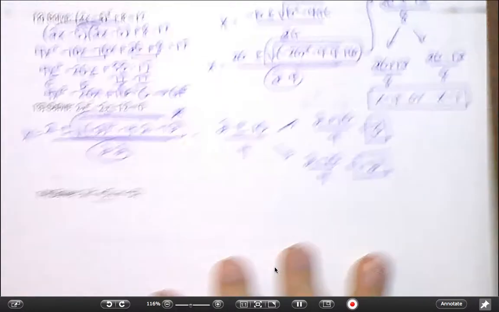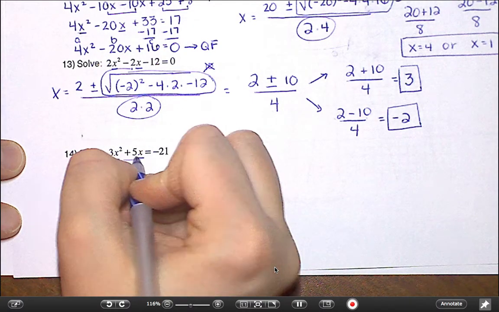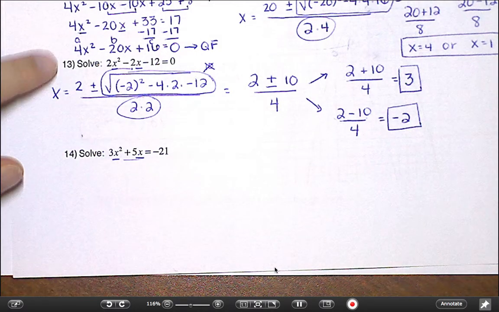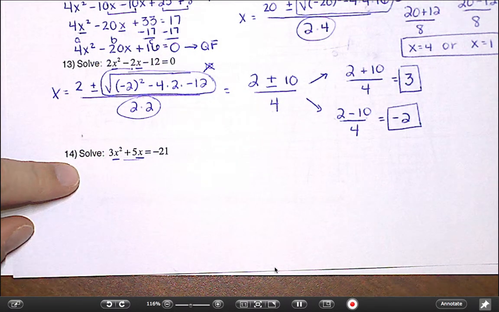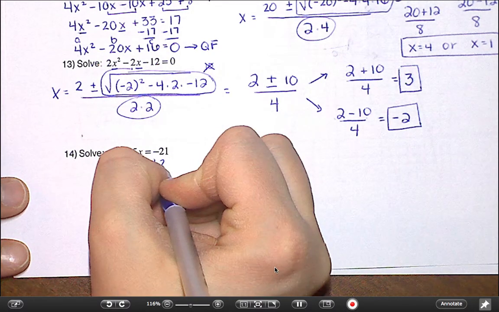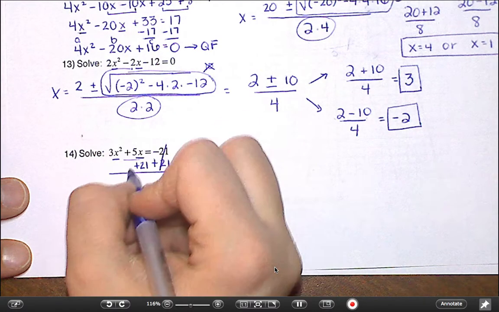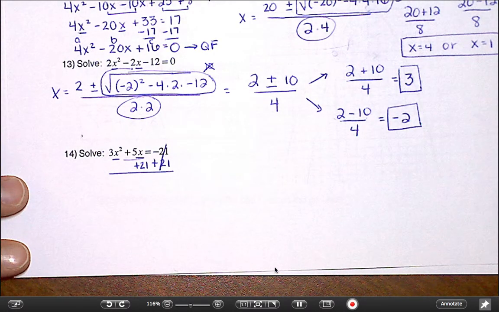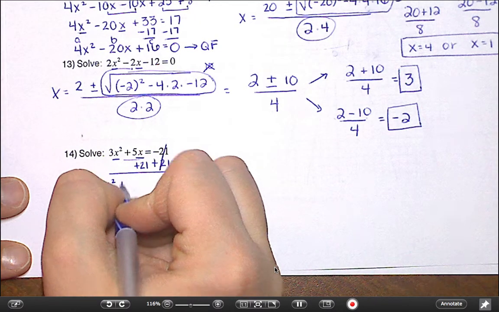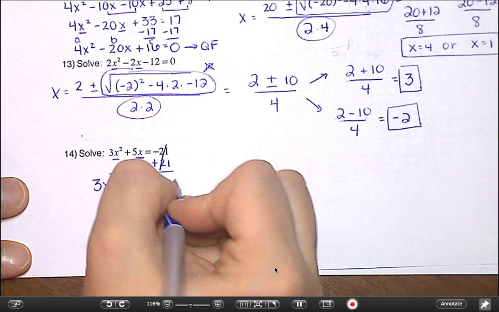And then number 14. Again, in number 14, I see that I have an x squared and an x, so that's my hint that I need the quadratic formula. Now, unlike the last one, this one's not set equal to 0. I need it equal to 0 before I can start, so I would probably add 21 to each side. Over here on the left, I'm not actually adding 21 to anything. I'm just writing it as 3x squared plus 5x plus 21 equals 0.